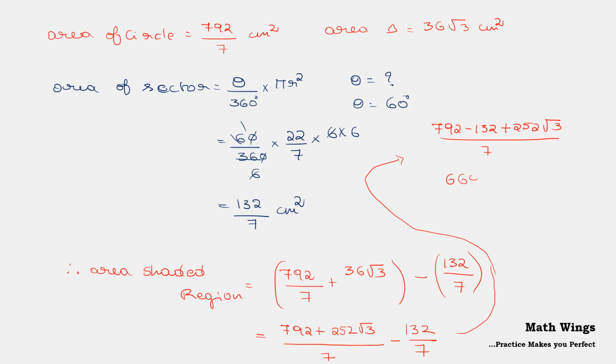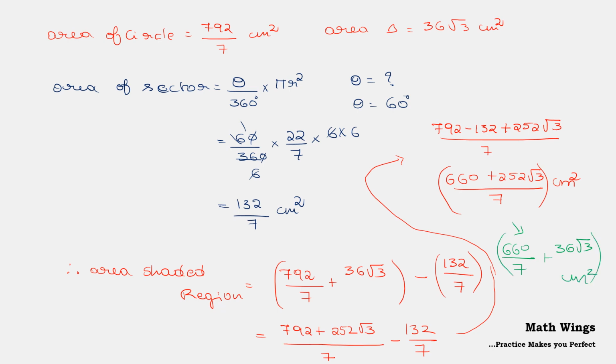660 plus 252 root 3 divided by 7, and it is centimeter square because we have the area to find. So the answer is 660 plus 252 root 3 by 7, or you can also write this one as 660 by 7 plus 36 root 3 centimeter square.